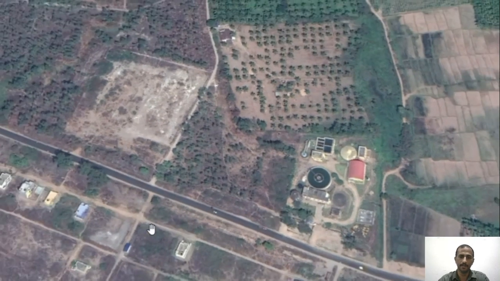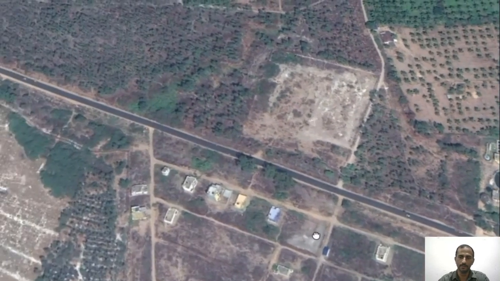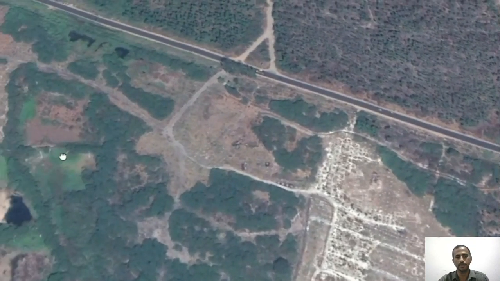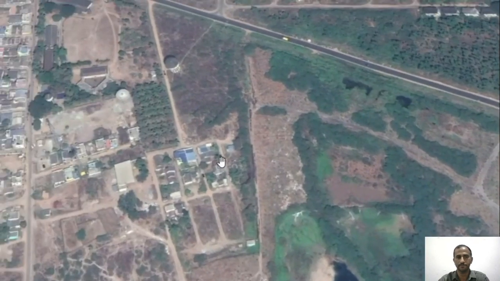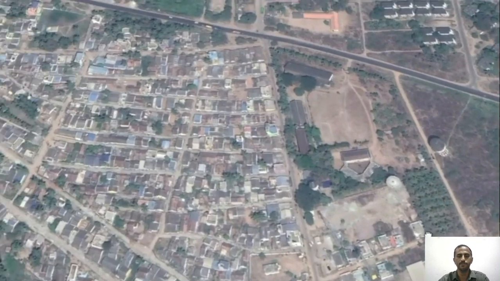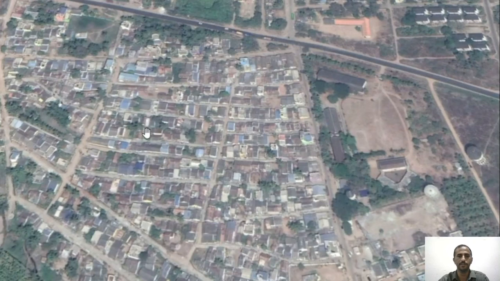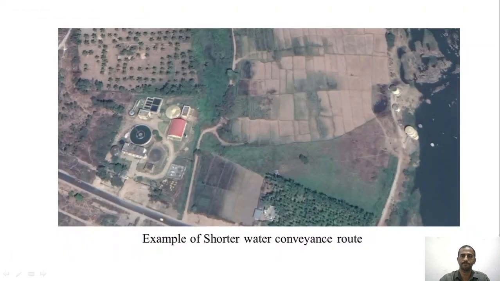From the treatment plant, the treated water is then distributed to the consumers. In this example, you can also see that the distance is also a shorter one. The water from the treatment plant is distributed to the consumers.